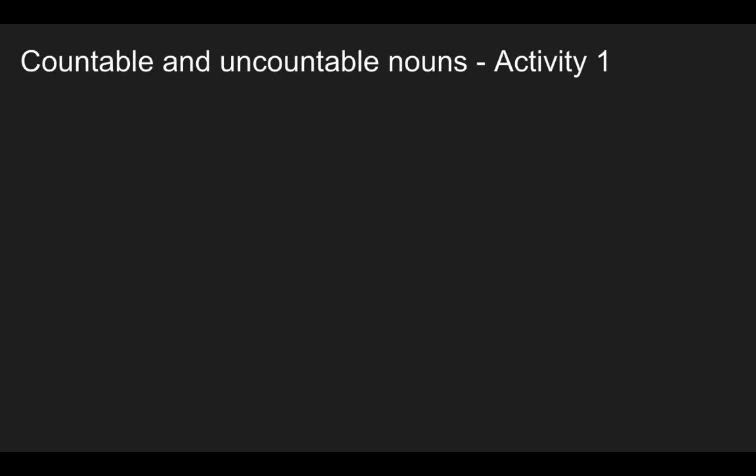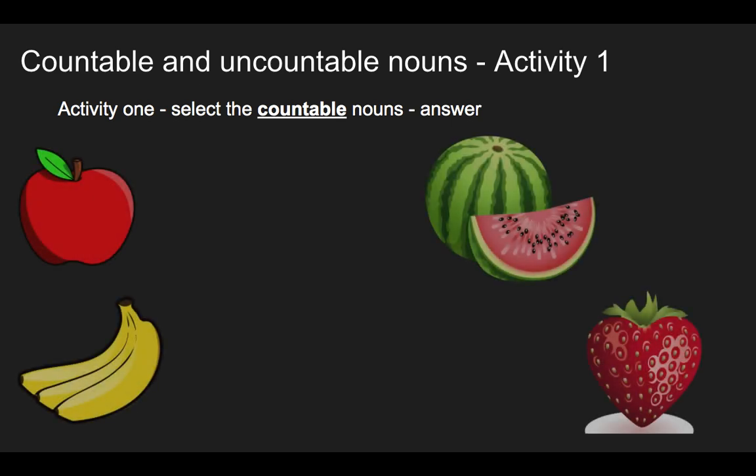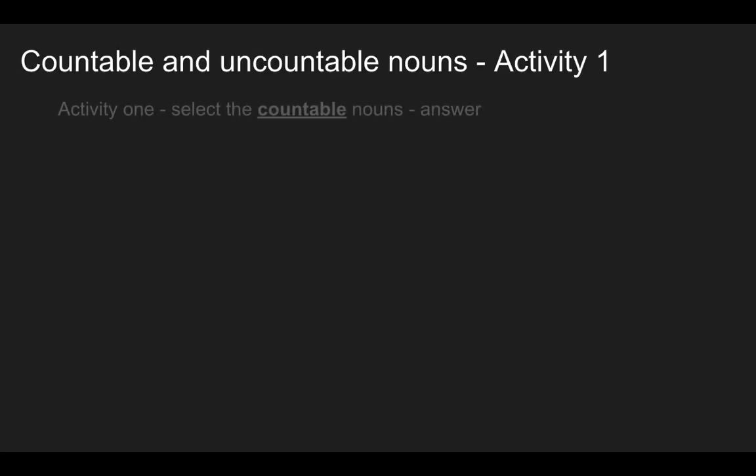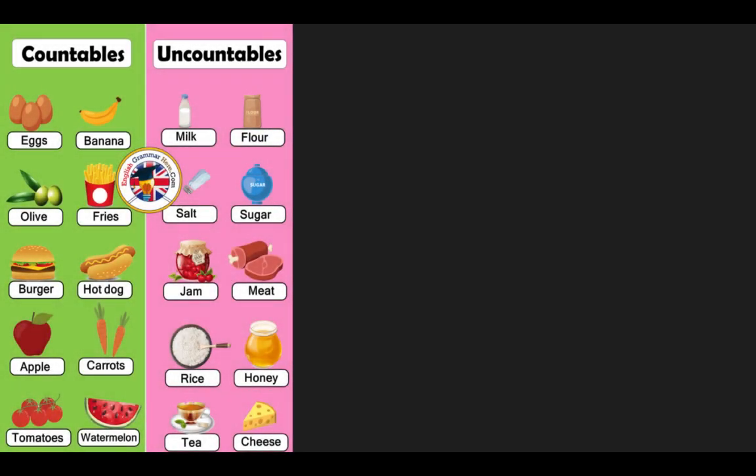Okay, let's see the answers to those. So the countable nouns, the ones we can count, of course, are the apples, the bananas, the strawberries, and the watermelon. Because, of course, milk or salt or rice or pasta, we can't count. So here's some more countable, uncountable types of food.